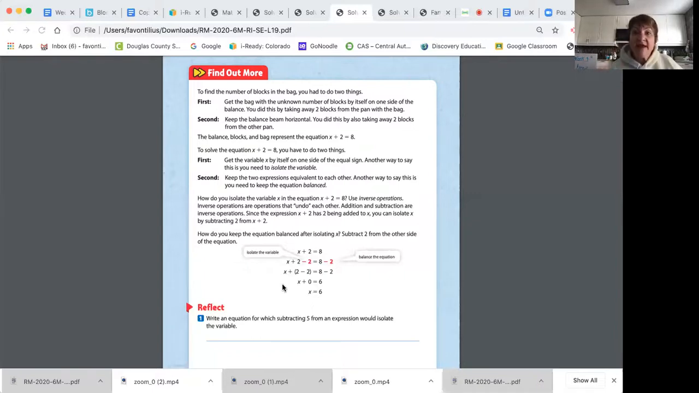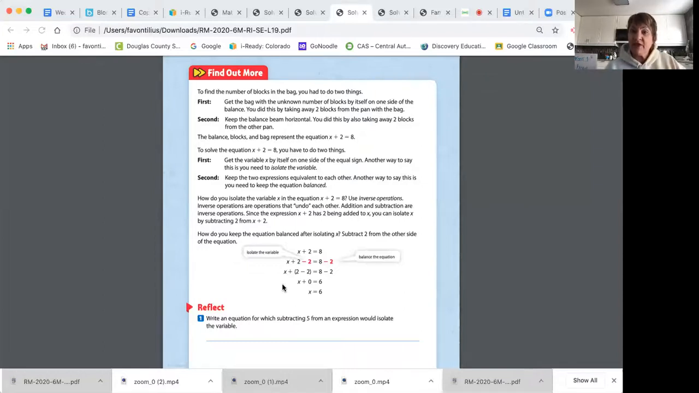So how do you isolate the variable in the equation x plus 2 equals 8? Notice you're using addition, so you're going to have to subtract to get rid of it. So use inverse operations. Inverse operations are operations that undo each other. Addition and subtraction are inverse operations.